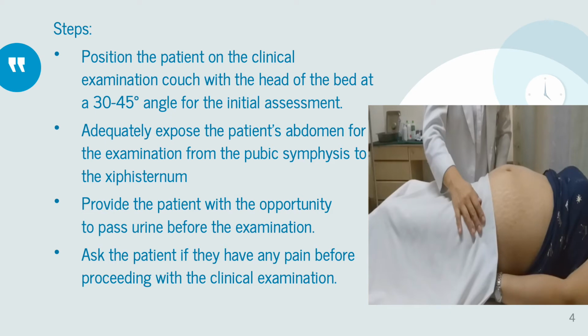Position the patient on the clinical examination couch with the head of the bed at a 30 to 45 degree angle for the initial assessment. Adequately expose the patient's abdomen for the examination from the pubic symphysis to the xiphisternum. Offer a blanket to allow exposure only when required.